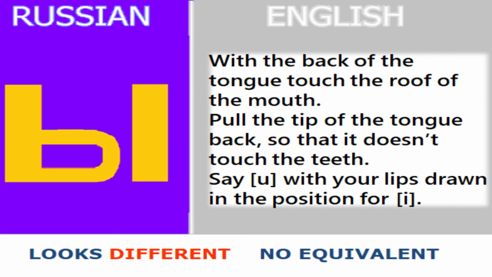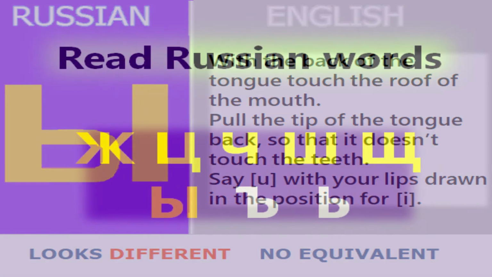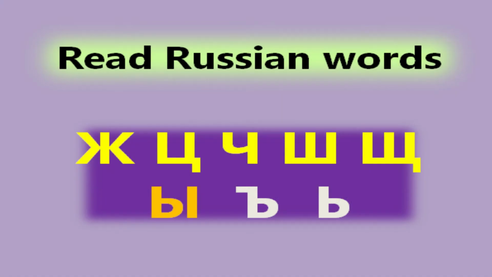Say U with your lips drawn in the position for E and try to pronounce U. For English speakers, this is an unusual position for the tongue, so initially it might be difficult to pronounce this letter in combination with other letters. Everyone learning Russian experiences this at the beginning. Now we're going to read Russian words based on the 31 Russian letters you have learned.